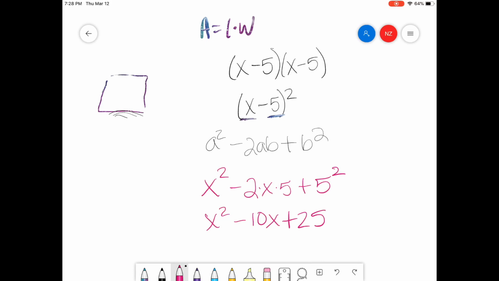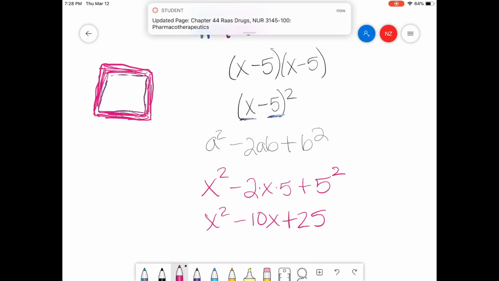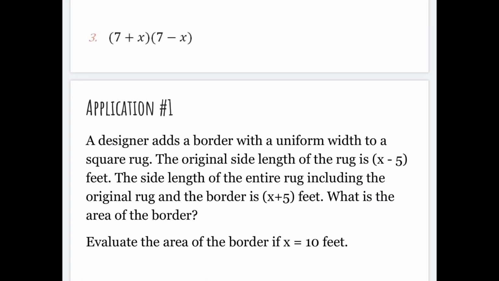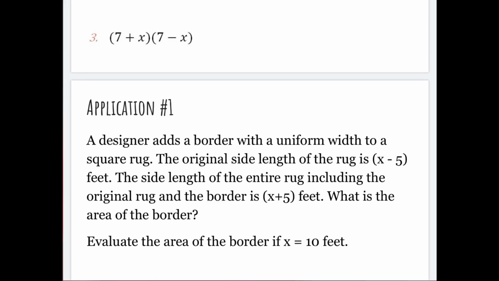It's a rug with a border around it. So I'll draw a border here around my rug, my square rug. Remember, a square has all equal sides. So there's this border here, right? Okay. And the size of this border is x plus 5. Let's go back to the question. So it says the side length of the entire rug, including the original rug and the border, is x plus 5. So all together here, it is x plus 5.